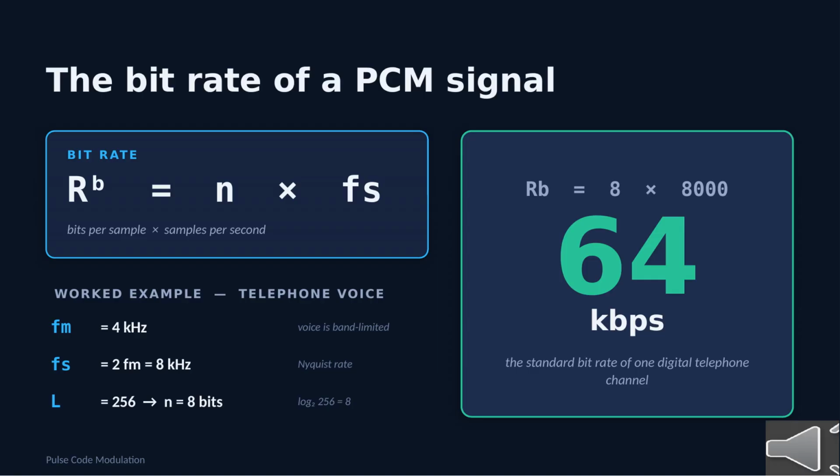Therefore, the bit rate is 8 bits multiplied by 8000 samples per second, which is given by 64,000 bits per second. That is 64 kbps. This 64 kbps is the standard bit rate of a single digital telephone channel. So this simple formula directly gives us numbers used in real world communication systems.